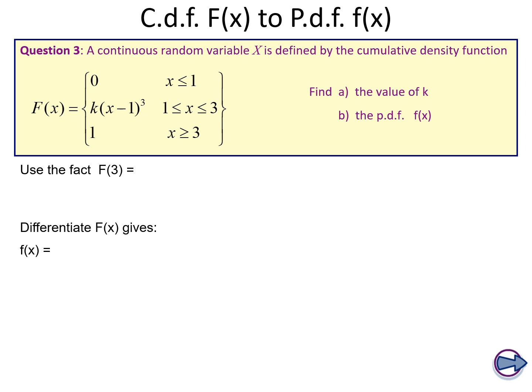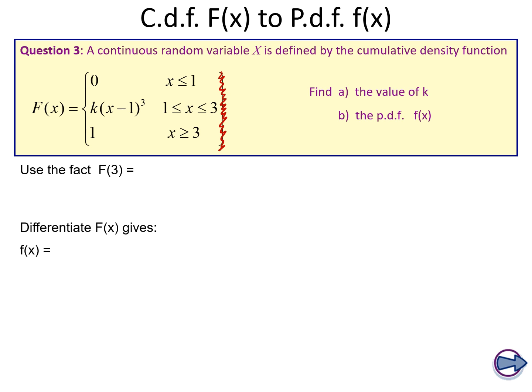This time we're going the other way around. Can we hold in the excitement? Let's see. A continuous random variable is given by the cumulative density function big F, this thing. Find the value of K and then find the PDF.